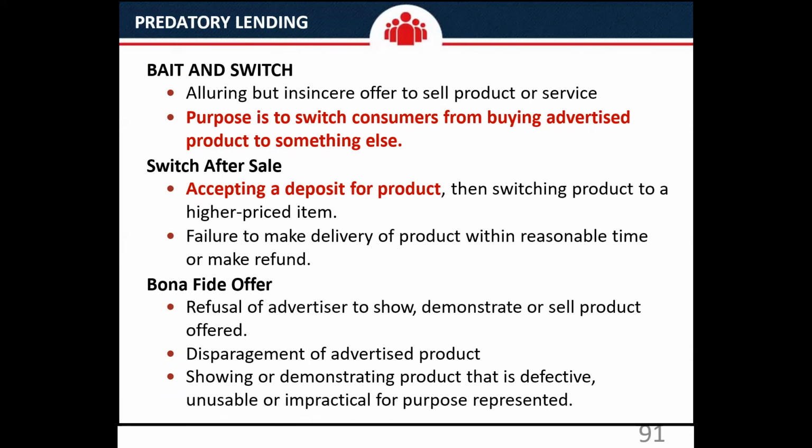That has to do with certain factors, and it's considered to be predatory. The first one is the bait and switch. It's an allure and offer, a very, very low rate, something of that nature, but it's not a sincere offer to sell a product or service. The purpose is to just switch the consumer from buying whatever was advertised to buying something else. It happens in sales and happens in mortgages too.